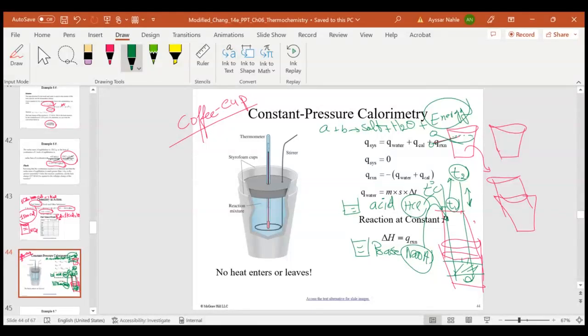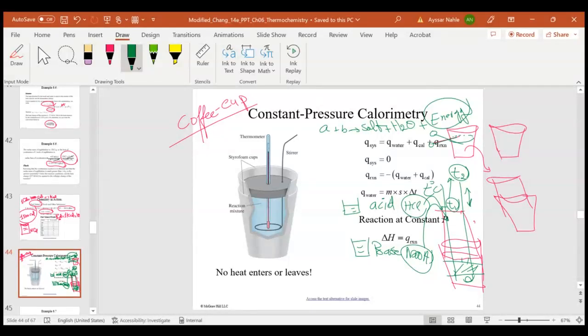From T2 and T1, I can get the delta T, right? Okay, now delta T, I can get it. Now, also, if I know the specific heat of the solution, I need the specific heat, and I need the mass of the solution. I know how many grams of acid, how many grams of base. I add them together. This will be the total mass of the solution, multiplied by the specific heat of the solution, multiplied by delta T, which is T2 minus T1. This will give me the amount of energy.